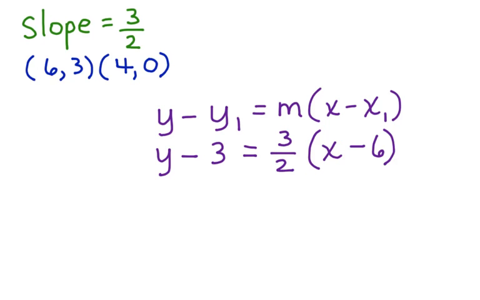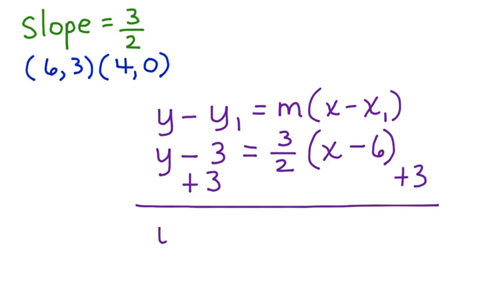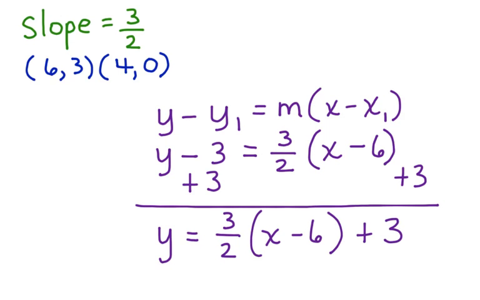Just a note, it doesn't matter which point you use, as long as you use an x and a y from the same coordinate. In this case, we used 6 and 3. Now we're going to solve for y. So the first thing we're going to do is add 3 to both sides of this equation. Now I've got y equals 3/2 times x minus 6 plus 3.